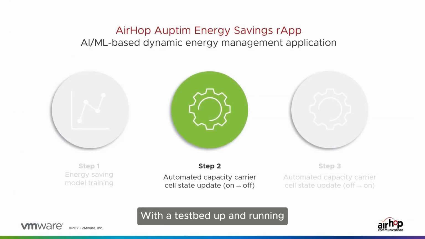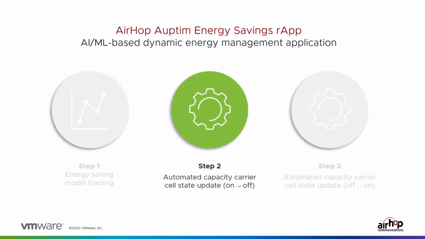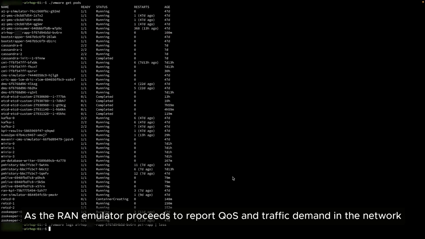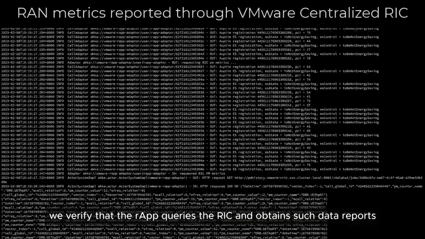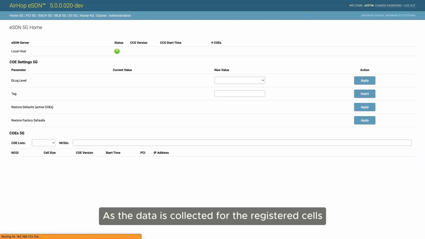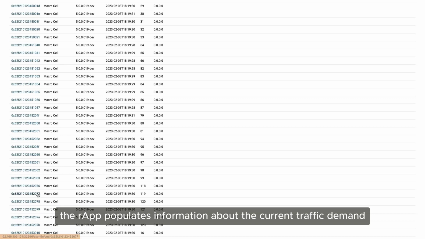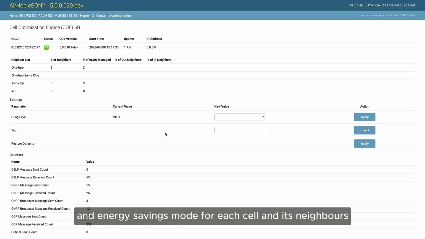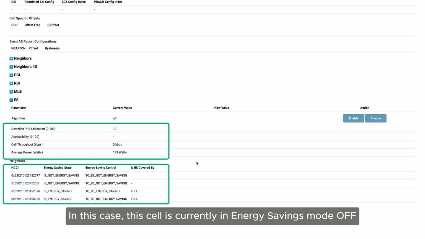With a testbed up and running, let's see how AirHop's rApp automatically updates the capacity carrier from on to off state based on traffic conditions. As the RAN emulator proceeds to report QoS and traffic demand in the network, we verify that the rApp queries the RIC and obtains such data reports. As the data is collected for the registered cells, the rApp populates information about the current traffic demand, average throughput, and energy savings mode for each cell and its neighbors. In this case, the cell is currently in energy savings mode off.